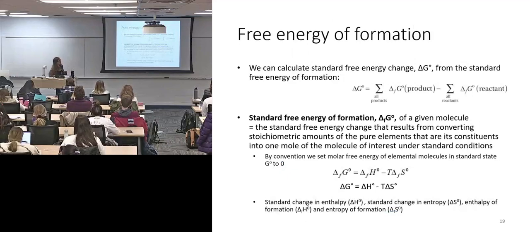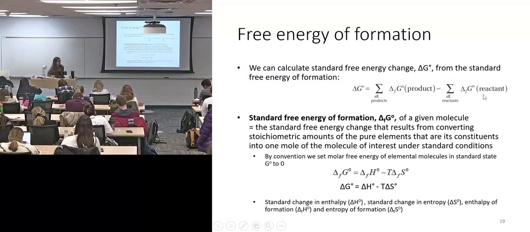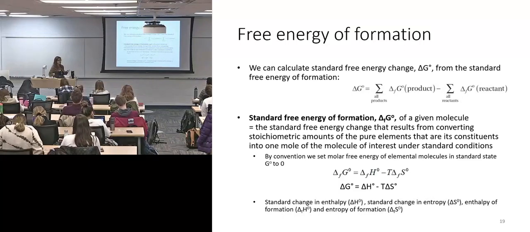We can calculate standard free energy change, our delta G, from our standard free energy of formation. Okay, and so this is going to be the sum of the energies of formation of our products minus the sum of the energies of formation of our reactants. We know that to get delta G, we want the free energy of our products minus the free energy of our reactants. We can't get that directly, so we'll calculate it by going from elements to that product, elements to that reactant. Okay? And if we have more than one, we may need to sum them up. Again, it's just convention that we let the molar free energy of all our elemental molecules be zero at standard state.